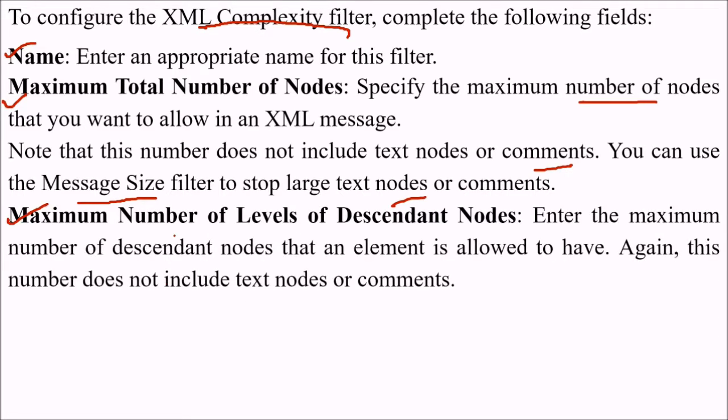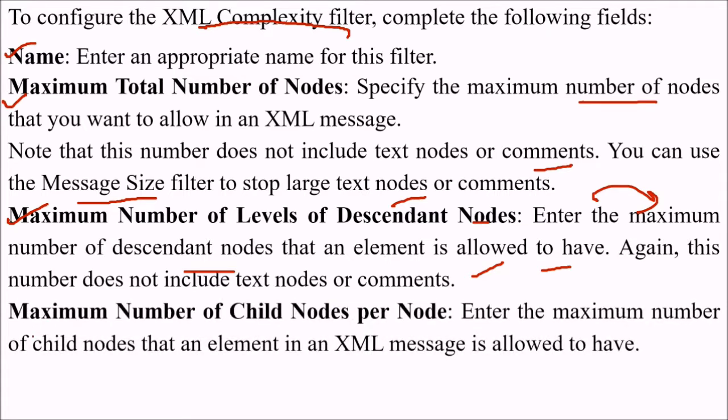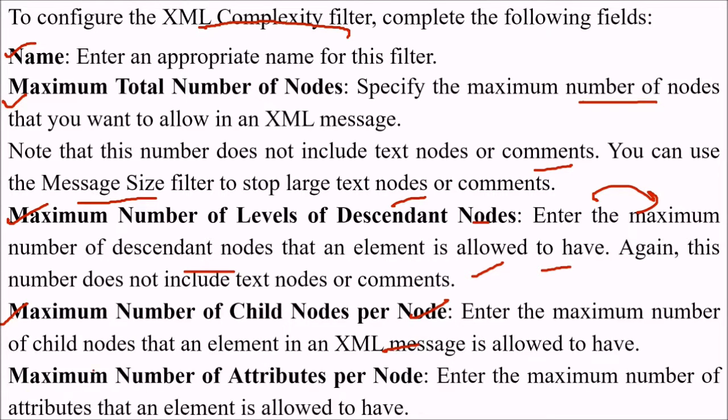And then the maximum number of levels of descendant nodes. That is, we can enter the maximum number of descendant nodes that an element is allowed to have. And this number again does not include the text nodes or the comments. Then the maximum number of child nodes per node. We enter the maximum number of child nodes that an element in an XML message is allowed to have, and also the maximum number of attributes per node. That is, we enter the maximum number of attributes that an element is allowed to have. So this is how we handle the XML complexity.